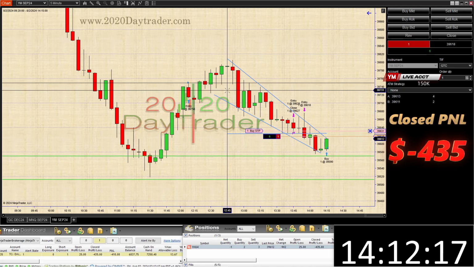mini. I needed to be in the micro. And then when I realized that I shouldn't be in the mini, I should be in the micro, and I had a chance to get out with $200 in profit, I should have just got out of my trade, switched over to the micros, and then had the proper share size for my risk.